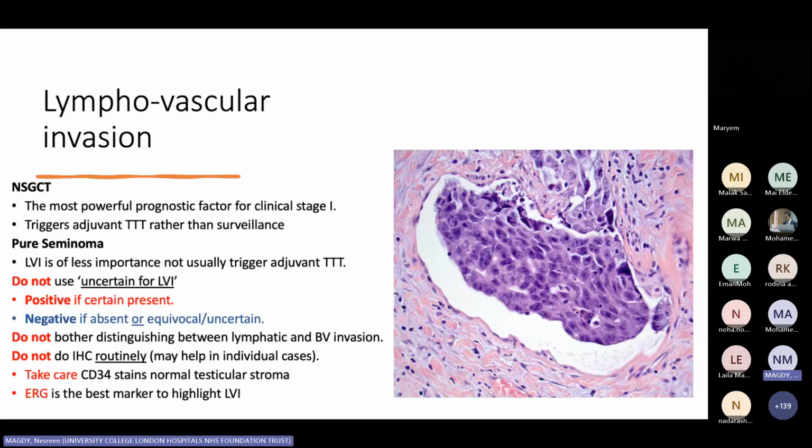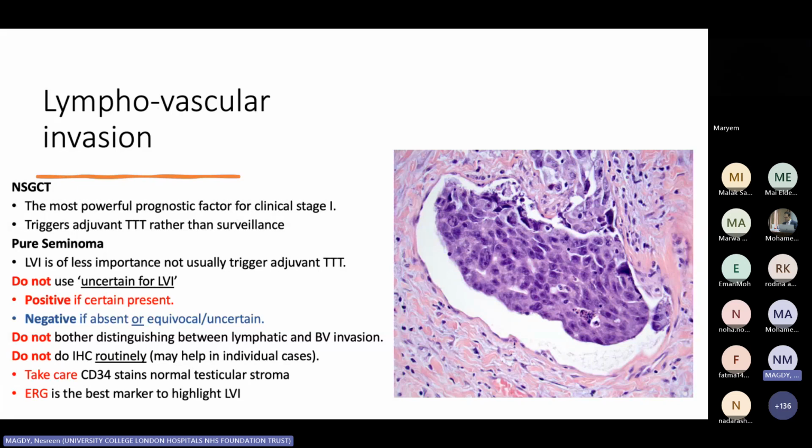And it's also not important to distinguish whether the invaded vascular space is lymphatic or a blood vessel. Both are okay, and we don't usually do immunostaining to confirm the presence of lymphovascular invasion, because the problem is usually not whether it is a vessel or not, but whether it is artificial displacement or a genuine lymphovascular invasion.